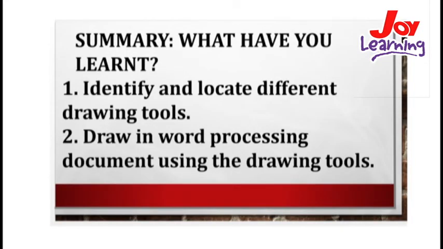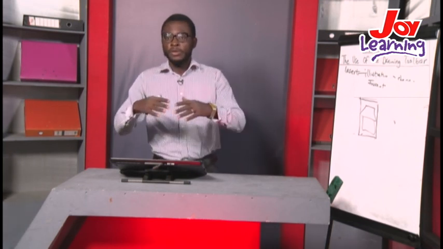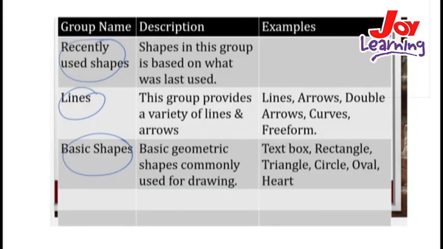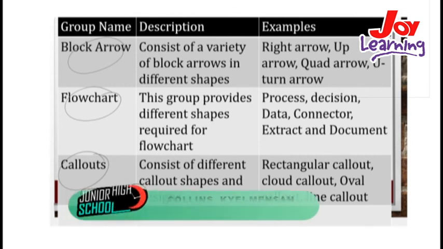In summary, what have you learned today? You have been able to identify and locate different drawing tools. We saw the tools in the shape drop-down menu, and then their uses. We are able to draw in word processing using the drawing tools. We just inserted an image, and we're able to draw a triangle, and a square. Then we're able to apply the handle tools, how to use the handle, and how to rotate. Then we're also able to identify the various tools. We have the line group, the basic shape group, the block arrow group, the flow charts, and the callouts.